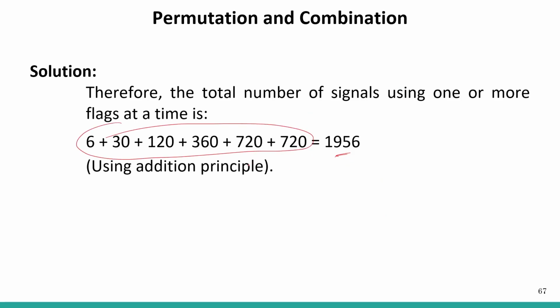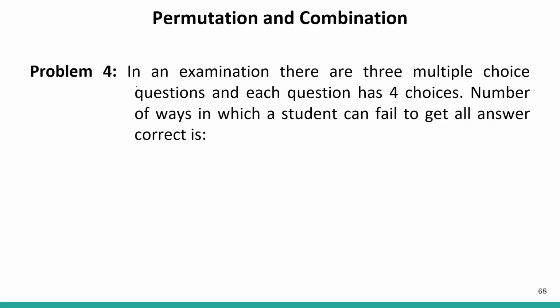Okay, so let's see problem number 4. In an examination there are 3 multiple choice questions. Each question has 4 choices. So there are 3 multiple choice questions and each has 4 choices. Find the number of ways in which a student can fail to get all answers correct. Let's see in how many ways he can attempt all those questions.